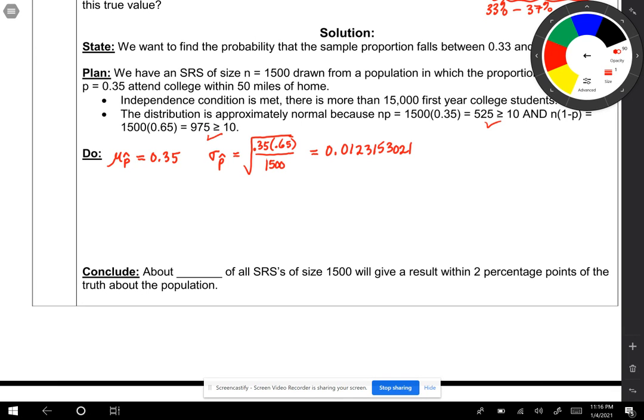So now we want to find the probability that the sampling distribution statistic is between 33 and 37%. So greater than or equal to 0.33, sorry, and less than or equal to 0.37. And we can use our normal CDF.